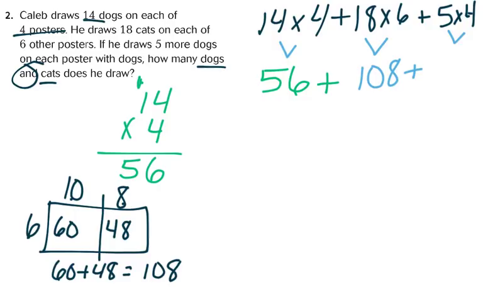And then I need to add my extra piece. These are those extra dogs that he drew, and that's 20. My last step is to add all of those pieces together.